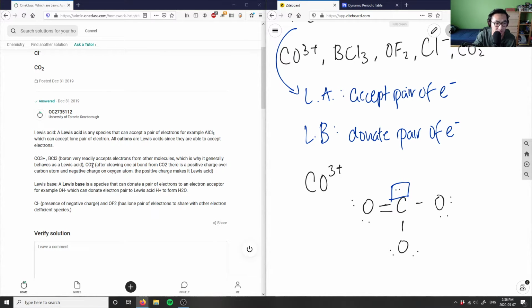So again, here it says CO2, after cleaving one pi bond from CO2, there's a positive charge over the carbon atom, which makes it a Lewis acid, right? So if I were to basically remove one of these pairs of electrons here, it's going to be ready to accept a pair of electrons here. So CO3 plus is a good Lewis acid, and same with BCl3, right?